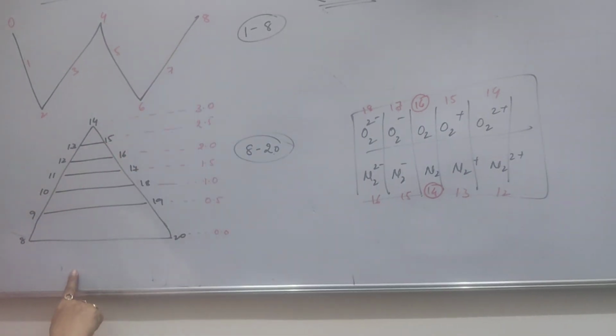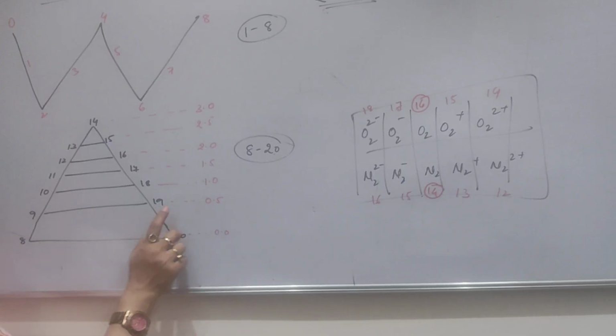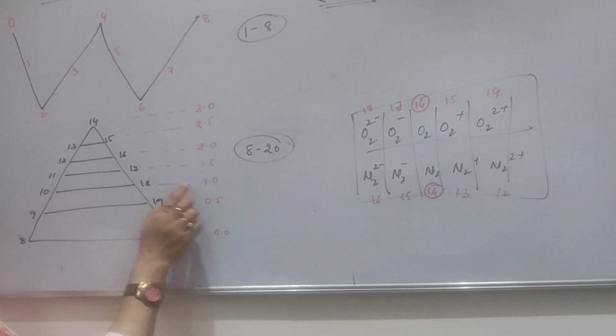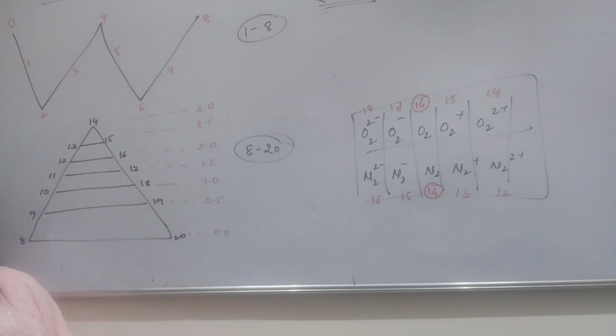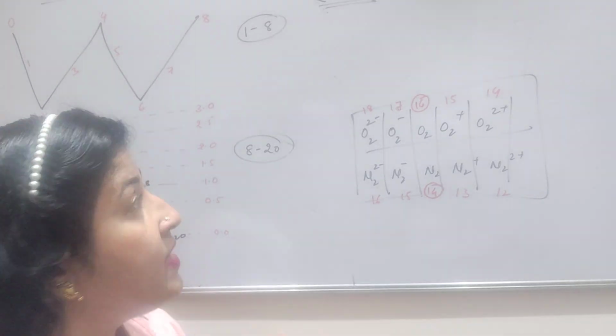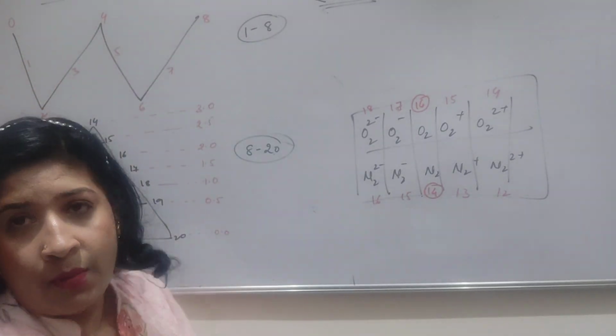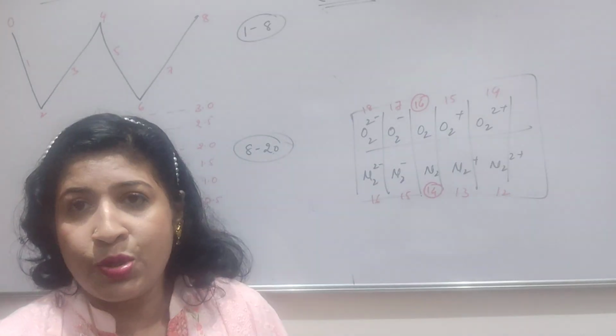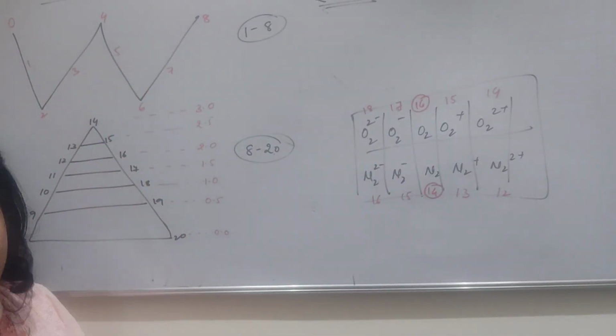8 is 0. Let us start like this. So 8 and 20 is 0, 9 and 19 is 0.5, 10 and 18 is 1, 11 and 17 is 1.5, and so on. So this is for those bond orders which are less than 20 electrons, and this is how we are going to go with it.